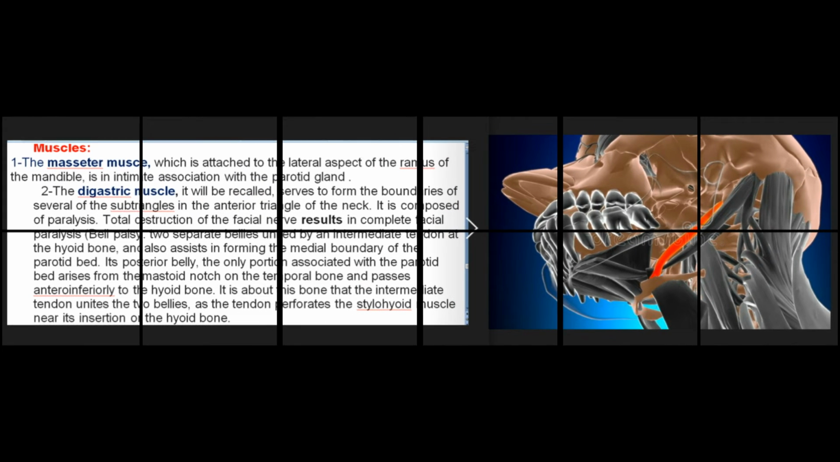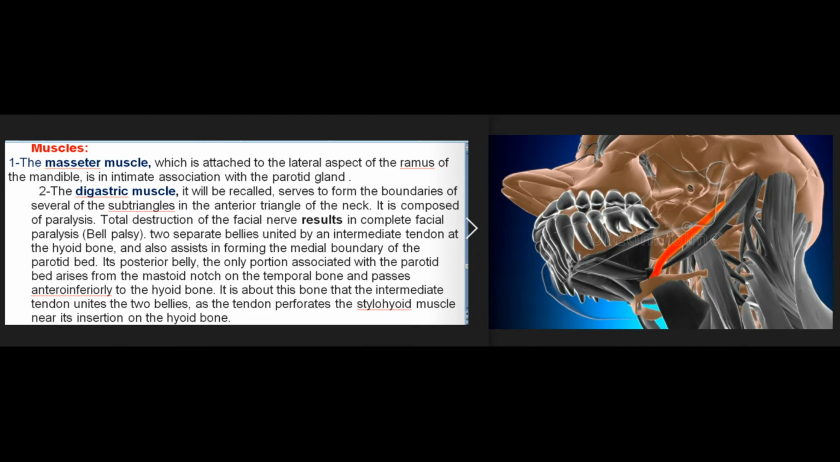Muscles: 1. The masseter muscle, which is attached to the lateral aspect of the ramus of the mandible, is in intimate association with the parotid gland. 2. The digastric muscle, it will be recalled, serves to form the boundaries of several of the subtriangles in the anterior triangle of the neck.